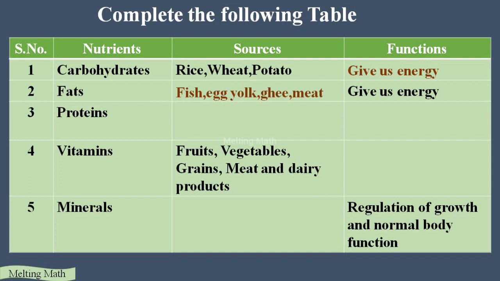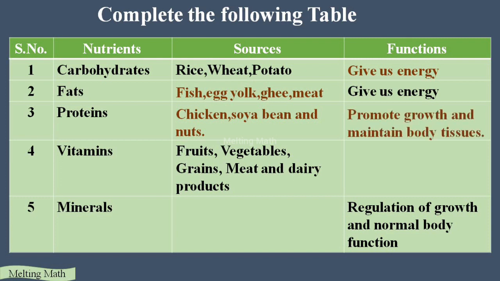Next, see about the protein nutrient. Its source is what? Its source is chicken, soya beans and nuts. Its function is what? It promotes growth and maintains our body tissues.